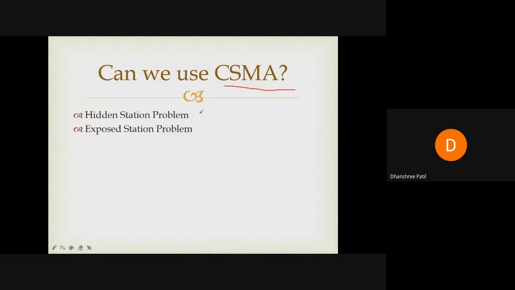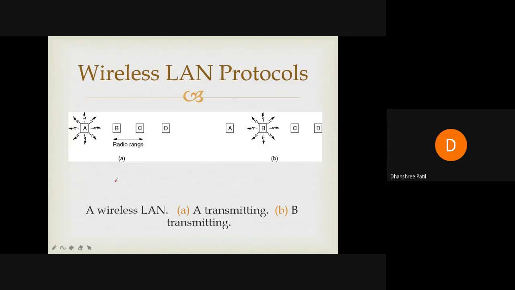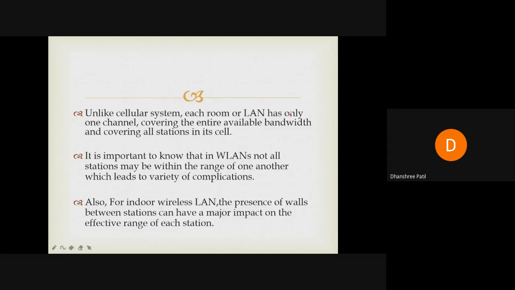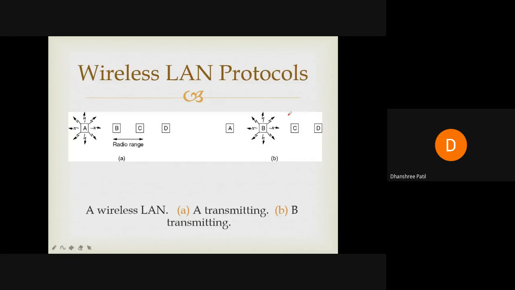Why? There are two problems in using CSMA. So what are these problems? See here, these two problems are given. The first one is the hidden station problem and the second one is the exposed station problem, if we use CSMA in the case of the wireless LAN that we are discussing over here. Now suppose there are four stations available: A, B, C and D. Four stations are there.